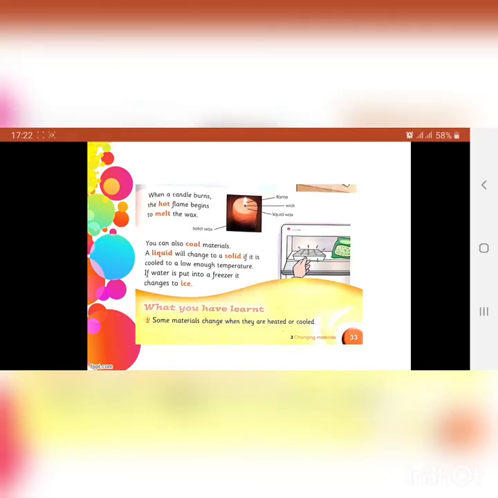On your learner's book page number 33, you can see a burning candle, and this is a flame, this is a wick. The wick is a thread that burns, and you can see the liquid wax here, and the outside of the candle is solid wax. You can also cool materials. A liquid will change into a solid if it is cooled to a low temperature. If water is put into the freezer, it changes into ice. And what you have learned: some materials change when they are heated and cooled. Underline this sentence in your book.